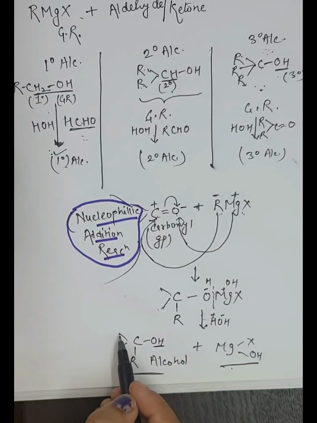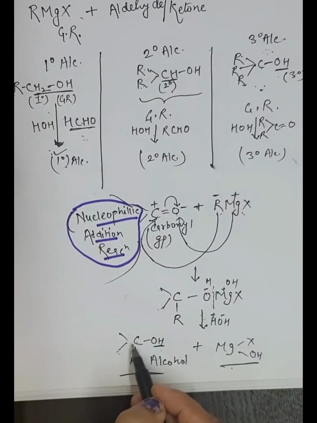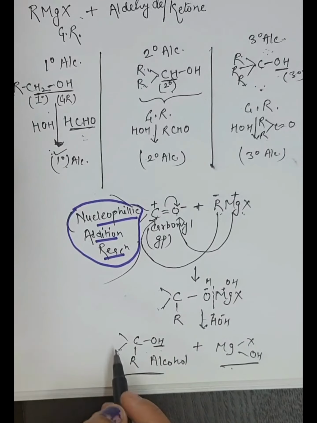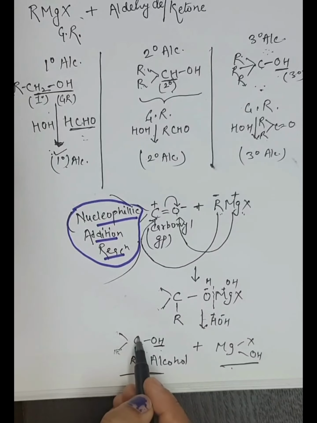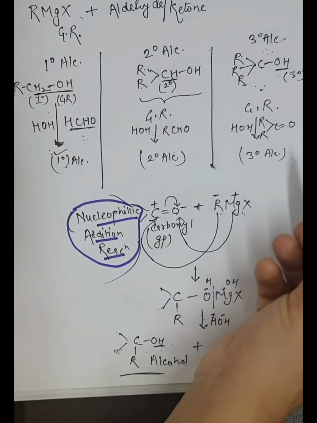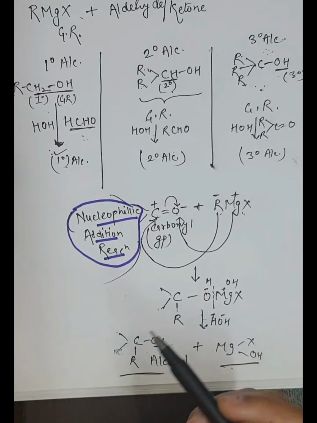If it is formaldehyde, then H, H, and we will get primary alcohol RCH2OH. If it is aldehyde other than formaldehyde, then there will be R and H, so it will be RRCHOH, secondary alcohol. If it is ketone, then there will be RRRCOH, so we will get tertiary alcohol.